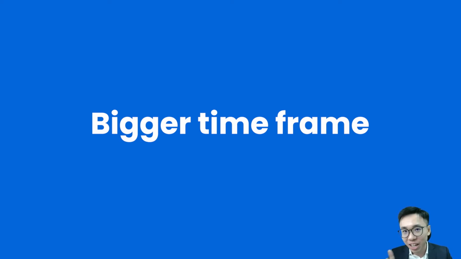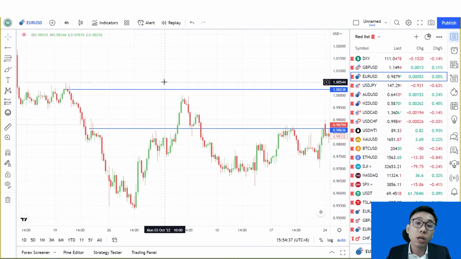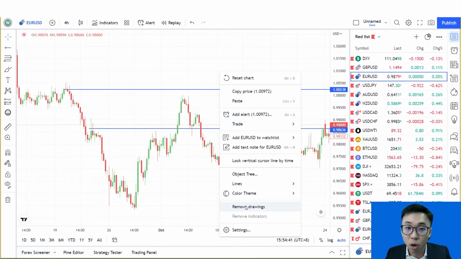Now we're going to look at the second hack, which is looking at bigger time frames rather than a smaller one. So why do I emphasize looking at bigger time frames rather than a smaller one? It is because in smaller time frames, you will tend to see a lot of noise in the graph itself.